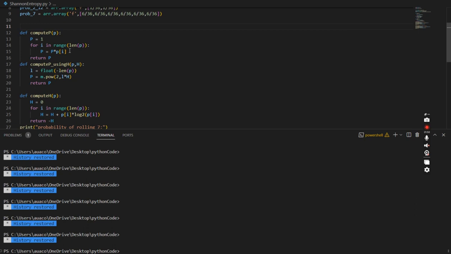Now the original way to compute probability would probably be a for loop. We would just do the expected value and return that.